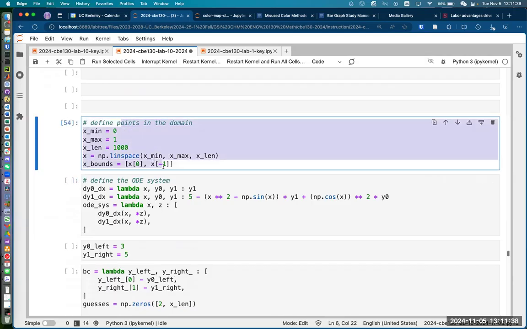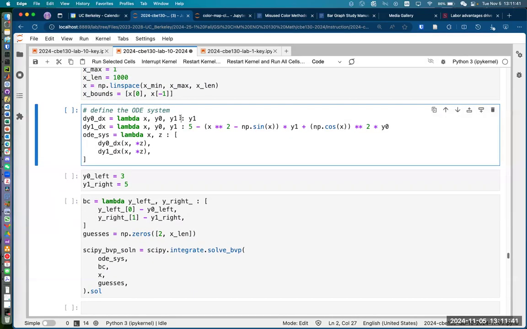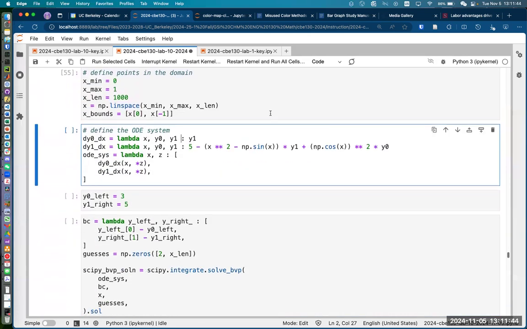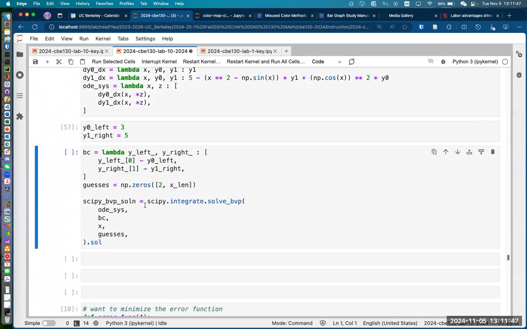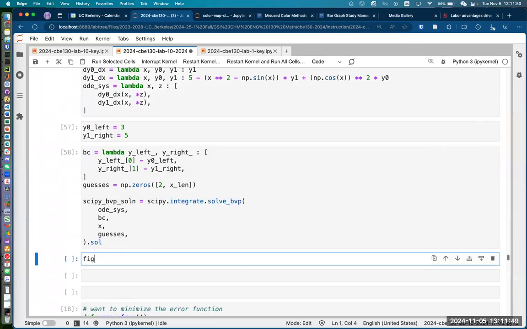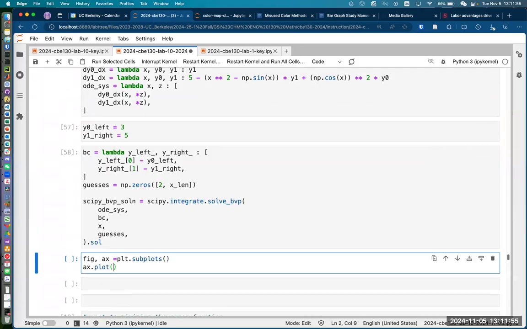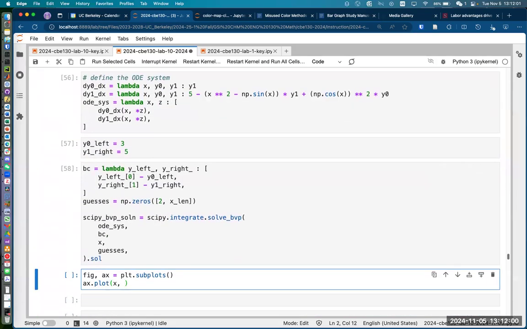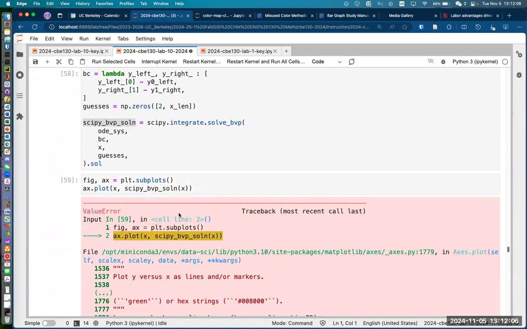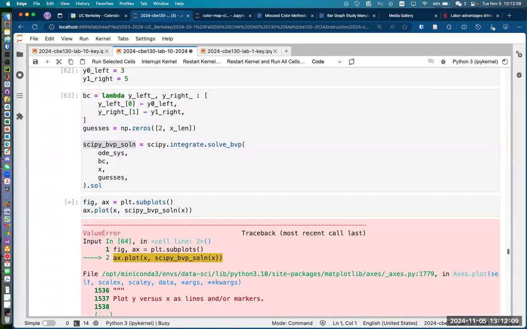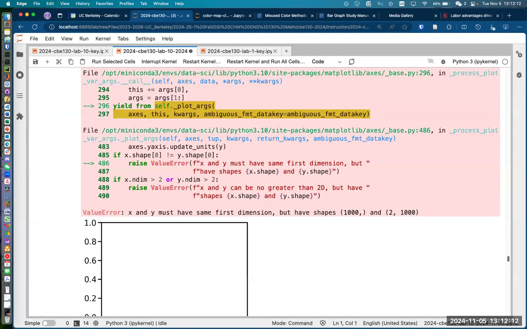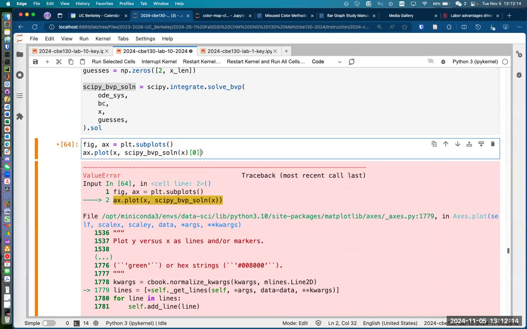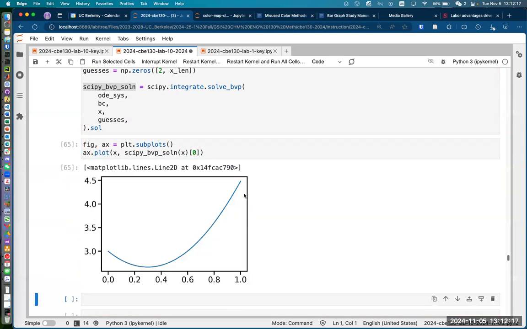These are the numbers, the points that I defined, the ODE system, I used to define this ODE system, the boundary conditions, and how we solve the BVP. And we can plot the guesses, plot the solutions. So this is the original function. So this is our final result.